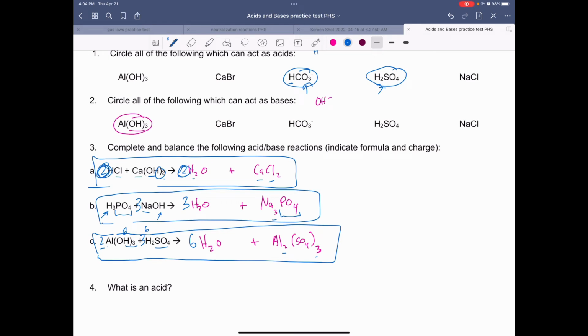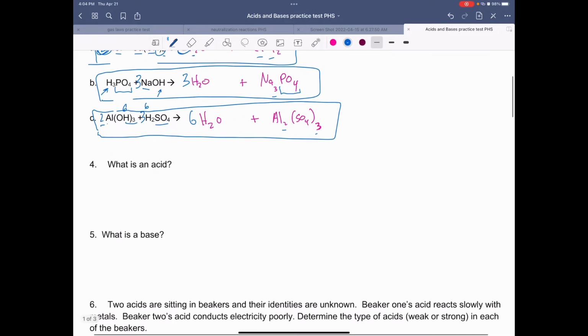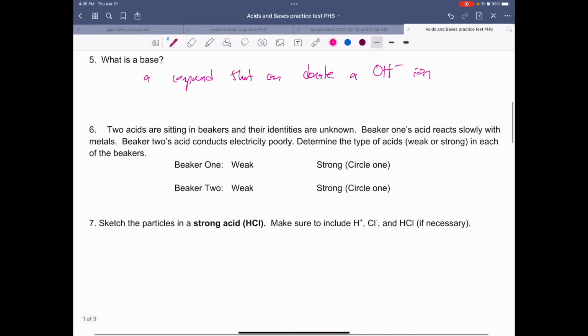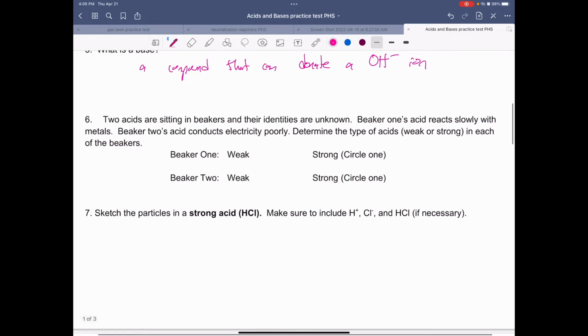So let's just do the last couple questions here. What is an acid? An acid is defined by the fact that it's able to donate H+, so it is a compound that can donate an H+ ion. What is a base? It is a compound that can donate a hydroxide ion, which is an OH- ion. So that's what defines those. That looks like I got some more time before this video gets too long, so I'll continue. Number 6.